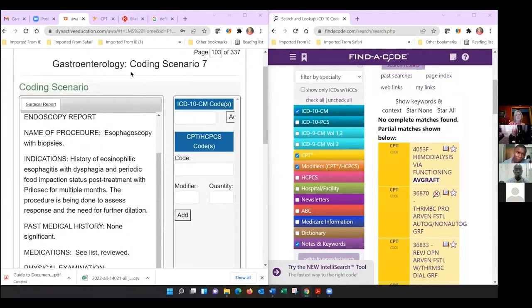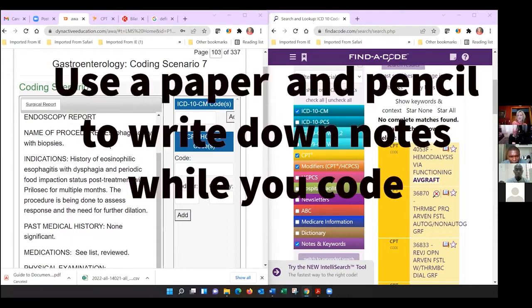This is a gastroenterology case. And what we've got here is an endoscopy report. All right, so I'm going to read it. And I might not read it exactly verbatim, just in lieu of time, but I'm going to get the point across, okay? So I've got the name of the procedure, esophagoscopy with biopsies. Now, let's say I'm in the office and I'm coding this operative report. What am I doing? I'm actually writing down, all right? I see my procedure. It says esophagoscopy with biopsy. So I wrote that down.